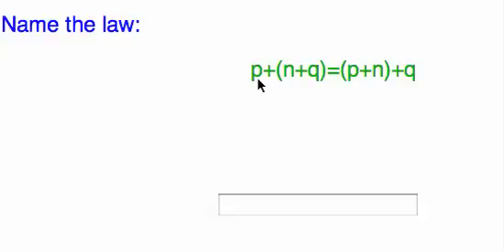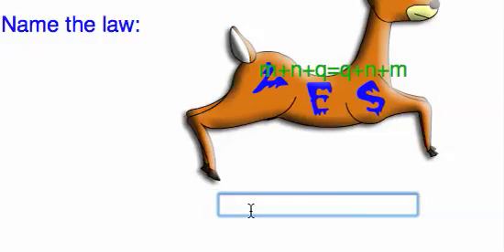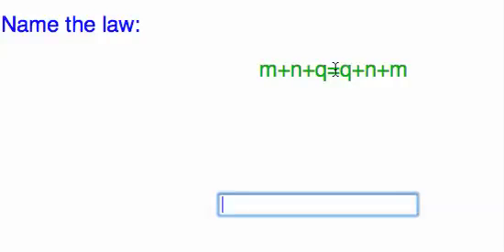P plus N plus Q is equal to P plus N plus Q. So who's grouped together in the brackets has changed, or who's associated together in the brackets has changed. So it's associative. Here we have M plus N plus Q, Q plus N plus M. The order has changed, so that is commutative. To commute means to move back and forth. Here the M has gone to the back and the Q has moved to the front. Think of it that way. So commutative.